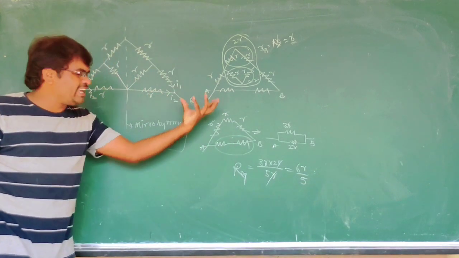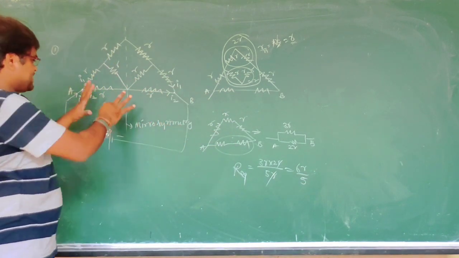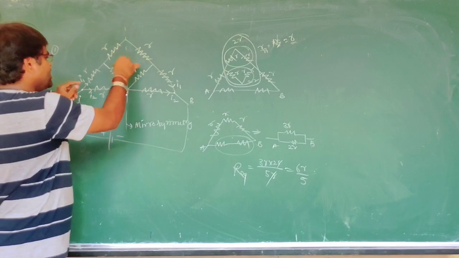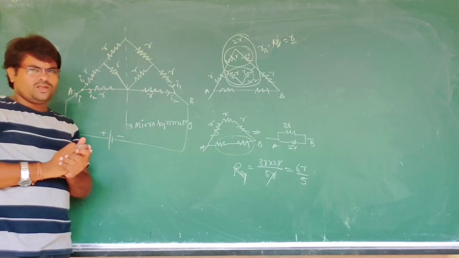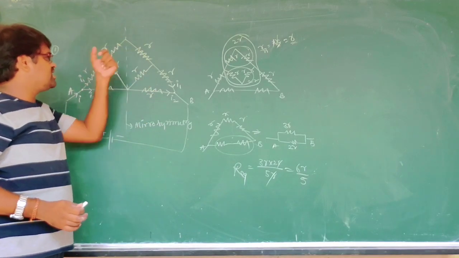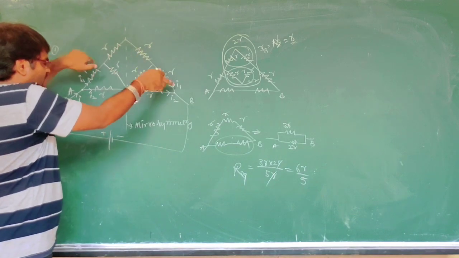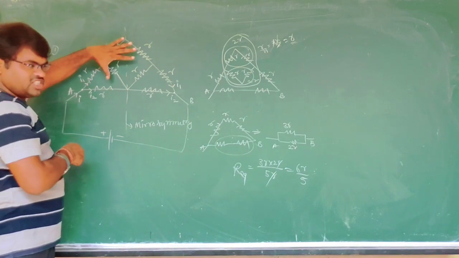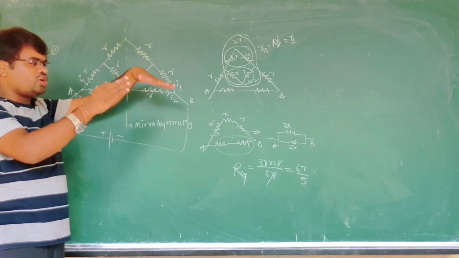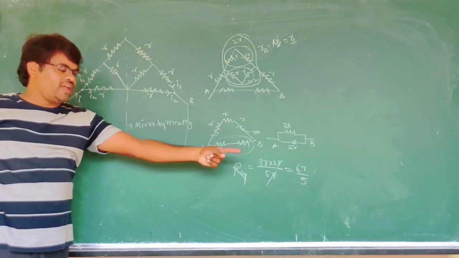We are only taking the model. Nothing, just to imagine. These like this, these are in series. Both are in parallel. Then R, 3R, 2R. 3R and 2R are in parallel. Then 6R by 5.